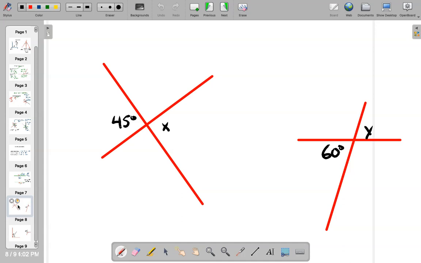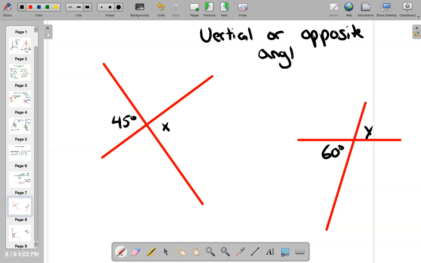For the next problem, we are working with what we call vertical, or you could call these opposite angles. And we need to know that when we're working with these types of problems, the vertical or the opposite angles have to be equal to each other.